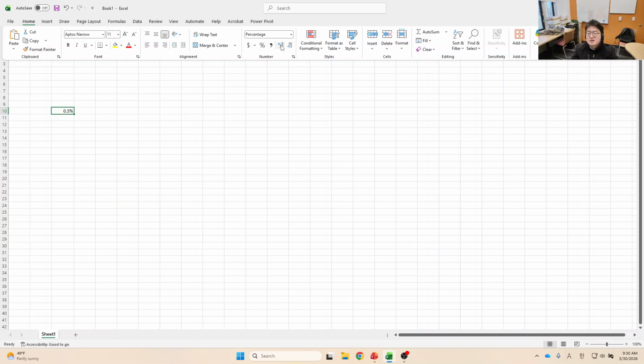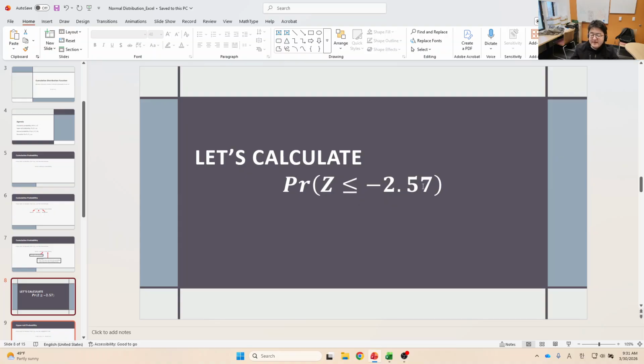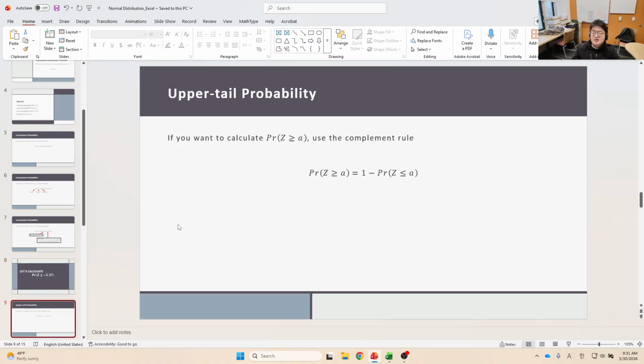So I chose this value intentionally because this is the approximation to 0.5%, sorry about that. So minus 2.57 is an approximation to 0.5%, okay? And so we learned how to calculate the cumulative probability.